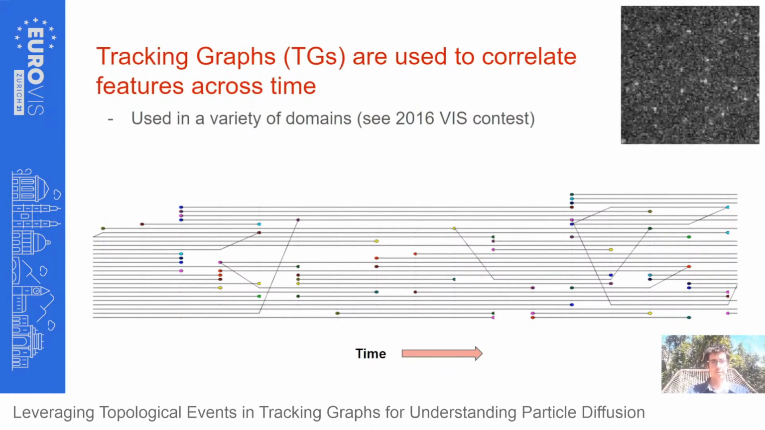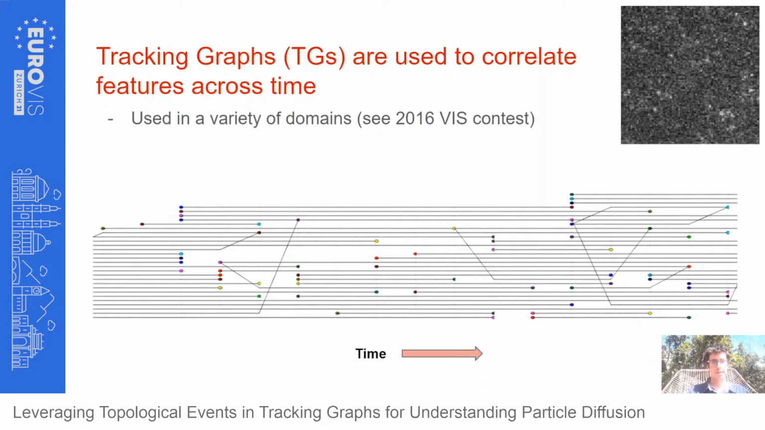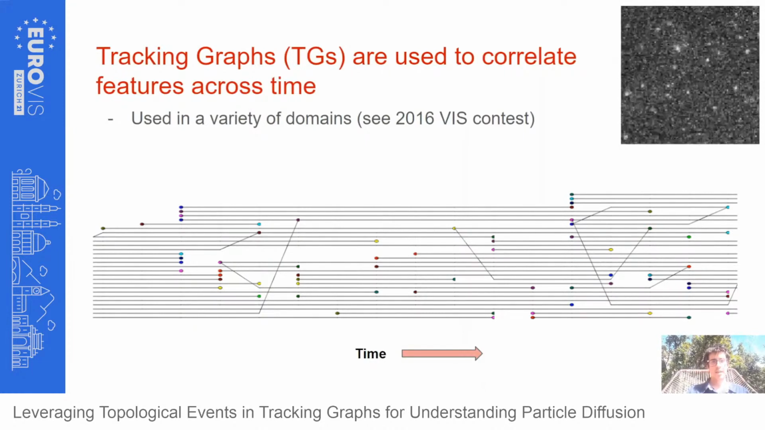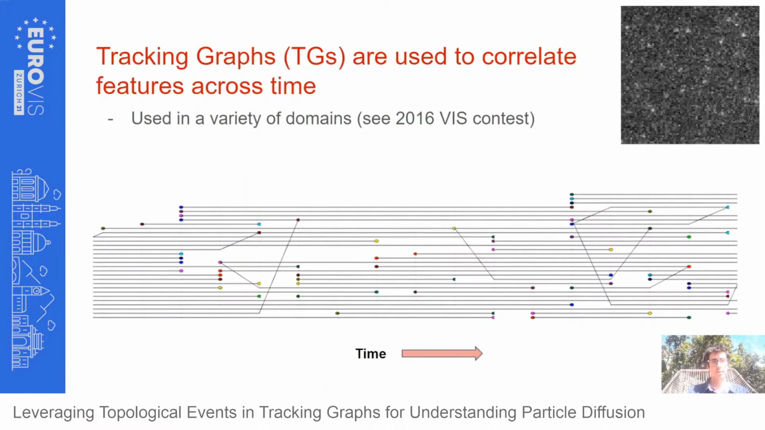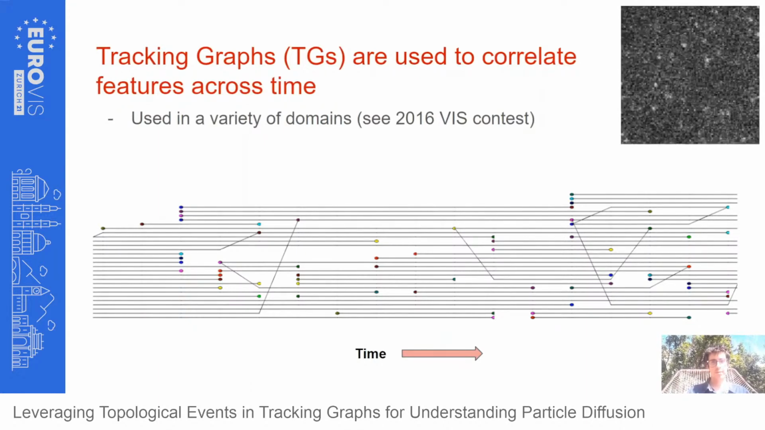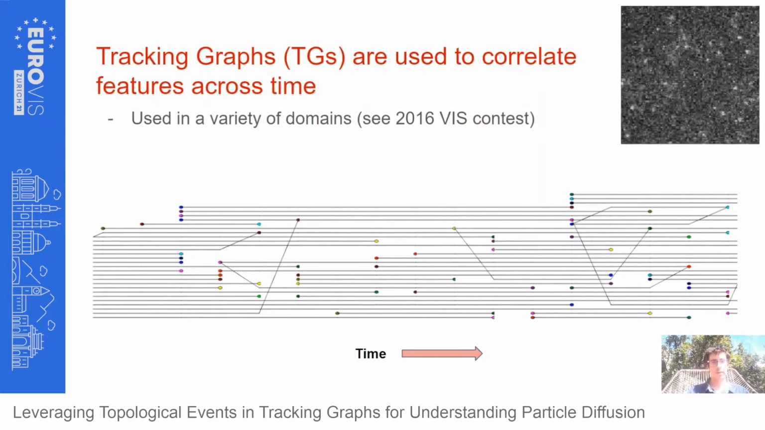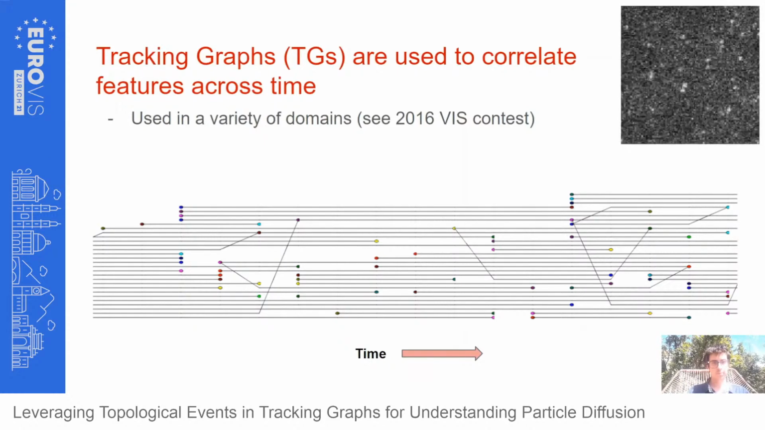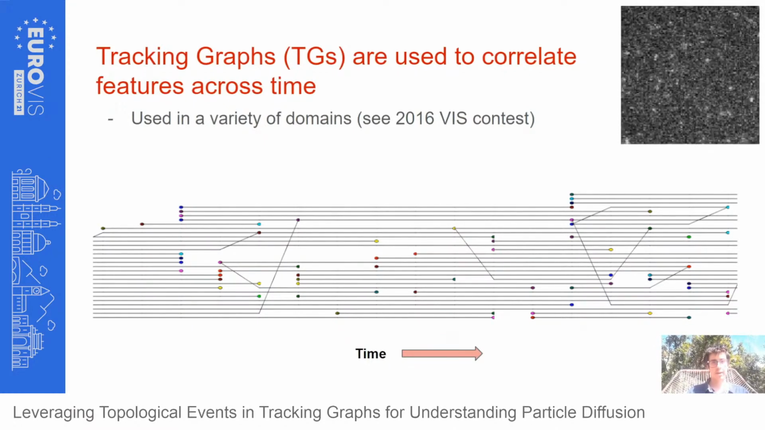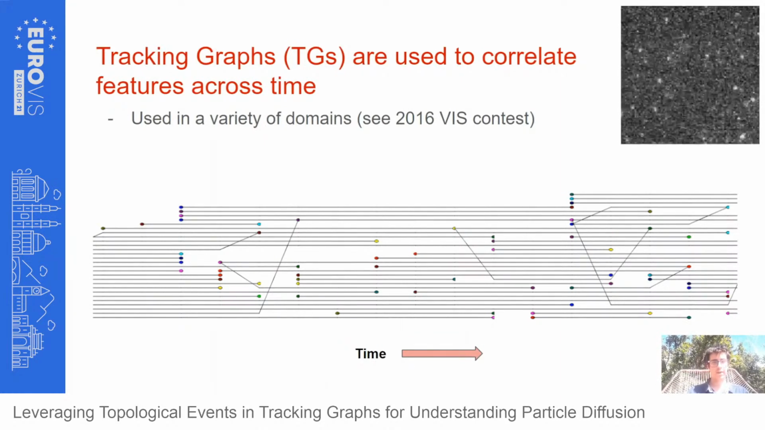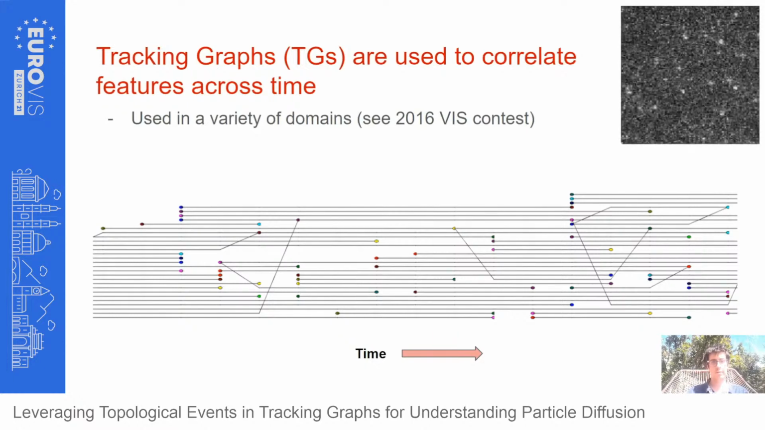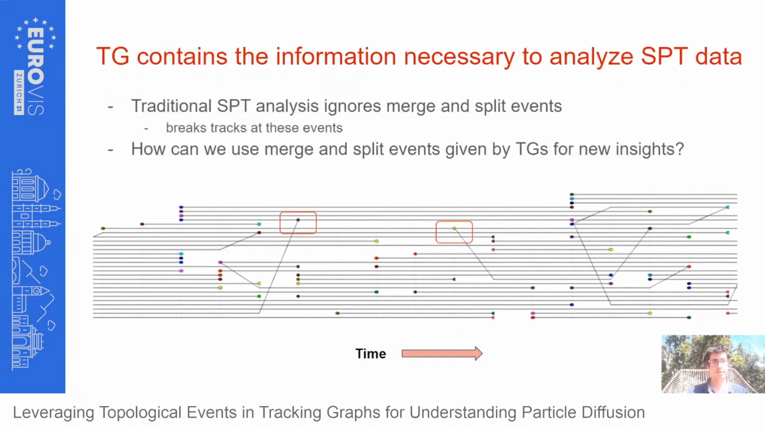The x-axis represents time. Nodes represent the segmented features in a time step and are aligned on the y-axis. The edges between nodes represent the correlations between the features across time. For example, these correlations may be features within a certain radius of a specific feature at future time steps. Tracking graphs have been studied in the visualization community in multiple application domains, and if you're interested after this talk in learning more about them, I'll refer you to the visualization contest from the 2016 Viz conference.